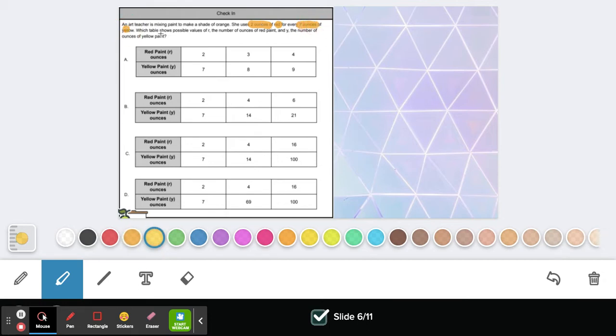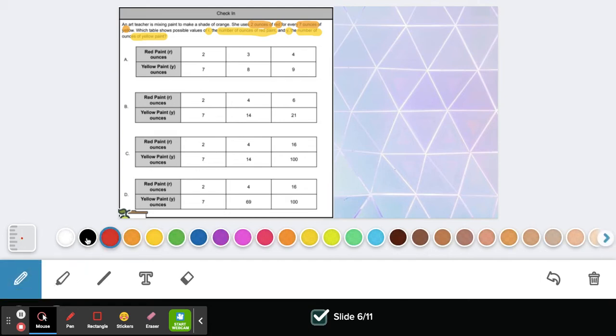So now it says, which table shows the possible values of R, the number of ounces of red paint, and Y, the number of ounces of yellow paint. Okay, so remember, we're still talking about rates and now ratios. What we need to do is remember order matters. And when we solve ratios and rates, it's by comparing our two quantities by either multiplication or division.